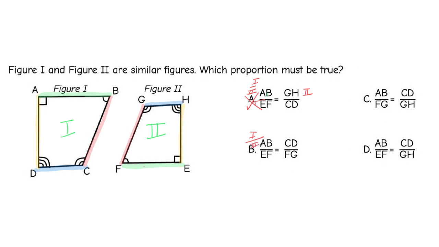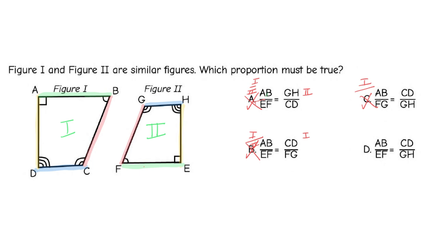Okay, those are both green sides. I have CD, which is figure 1, blue, over FG, which is figure 2, but it's red. So this one could not be it. Option C says AB, which is on figure 1 in green, over GF. GF is figure 2, but it's red. So this one could not be it.